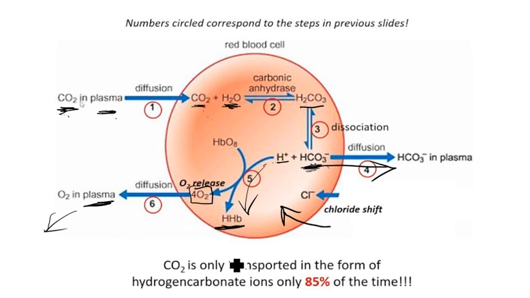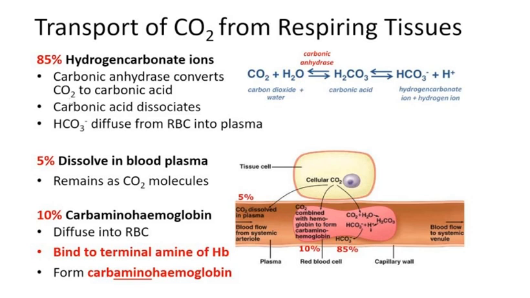Now CO2 is only transported in the form of hydrogen carbonate ions for 85%. The hydrogen carbonate ion we mentioned is just 85% of the whole CO2. That's what it means. 85% of the whole CO2 is what forms the hydrogen carbonate ions. Okay, so what happened to the remaining ones? Let's see the remaining ones.